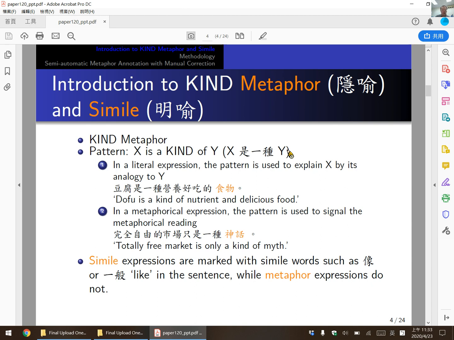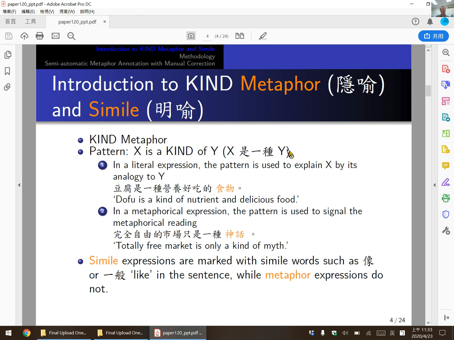In this expression, it is intended to be meant literally. Here we try to explain tofu by its analogy to food. Tofu is a kind of food, so it is a literal expression here.